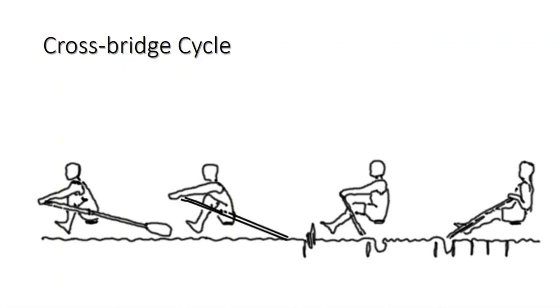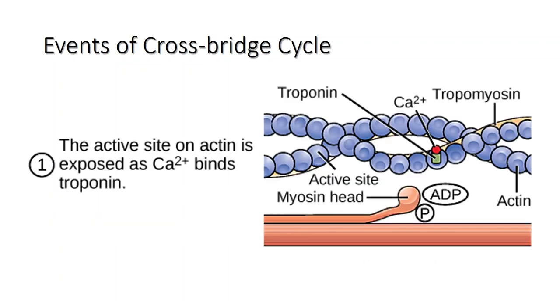The action of the myosin heads in the sarcomeres repetitively pulling on the actin filaments requires energy which is provided by adenosine triphosphate. The first step in the cross-bridge cycle is for calcium to bind to the troponin so that tropomyosin can slide away from the binding sites on the actin strands. This exposes binding sites on the actin.